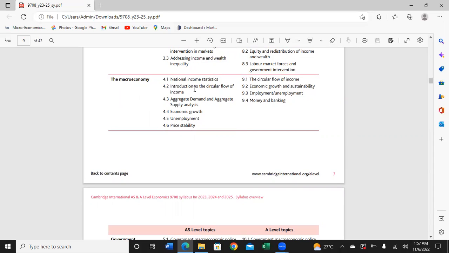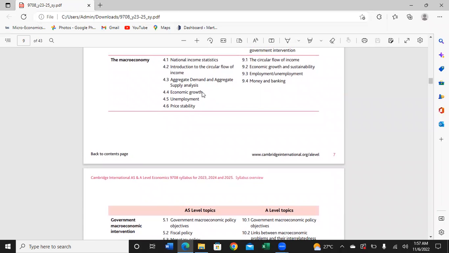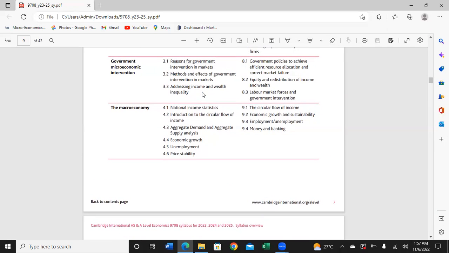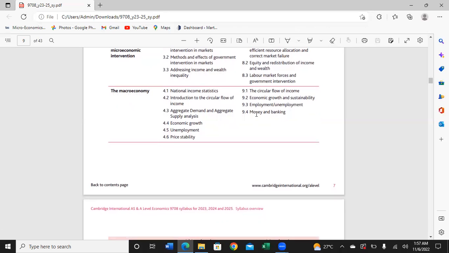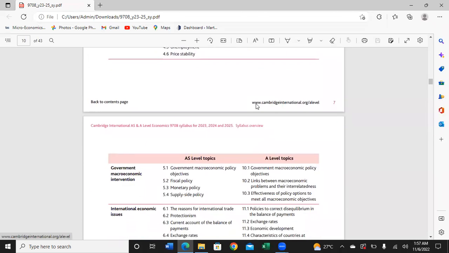Now it has been introduced in AS level. Previously we had more topics in A2 rather than in AS level. Now they have balanced the syllabus by shifting some of the topics from A2 to A1, and now students are going to study national income statistics, introduction to circular flow of income, aggregate demand and supply analysis, economic growth, unemployment, and price stability in their AS level, while in A2 they will be studying circular flow of income, economic growth and sustainability, employment, unemployment, money and banking. So topics for A2 have been reduced, while the topics for A1 have increased. So we found this in the fourth unit.